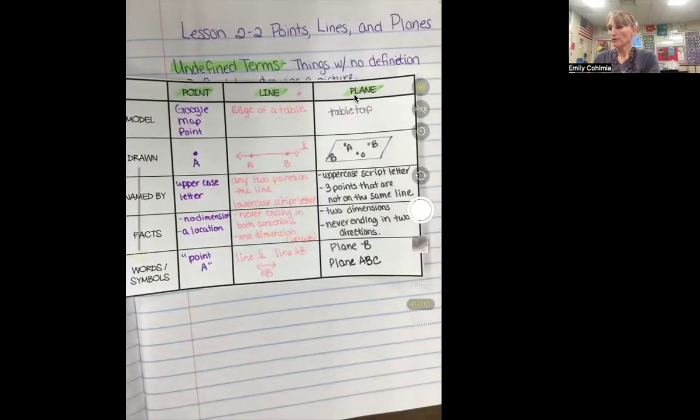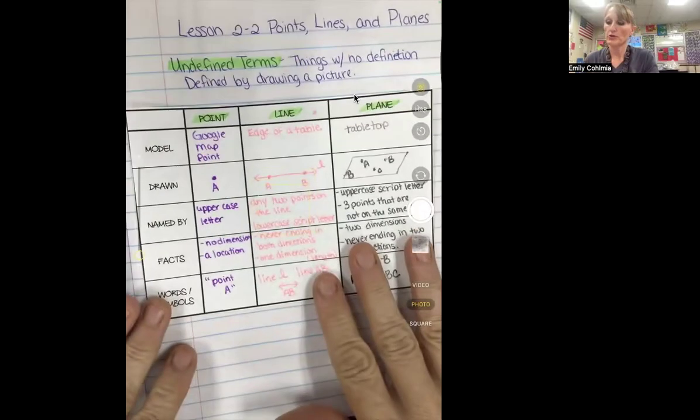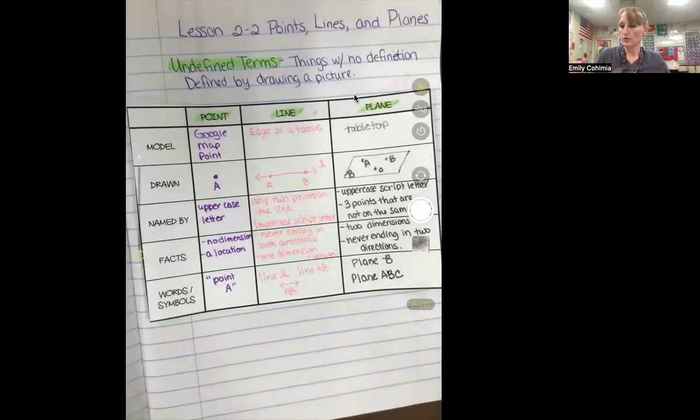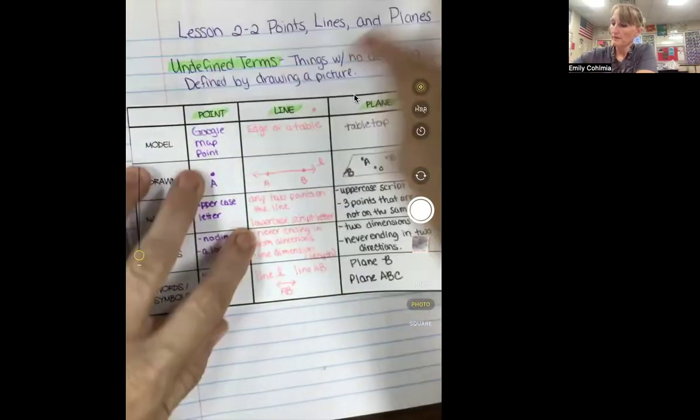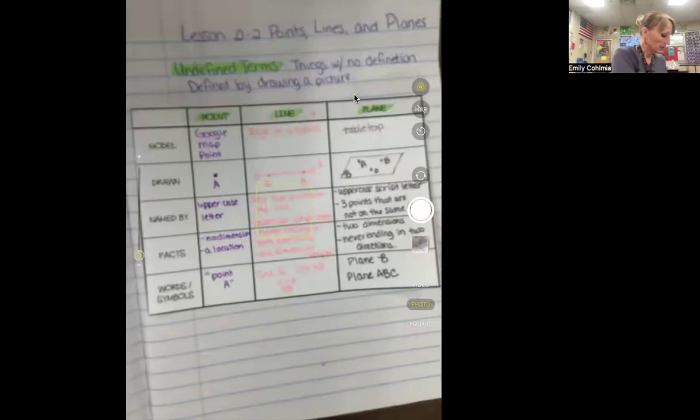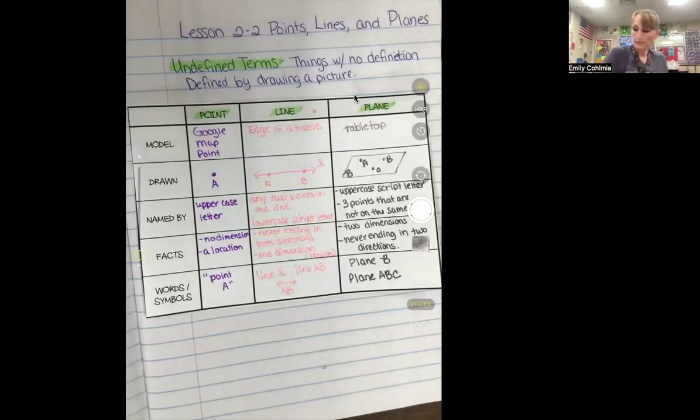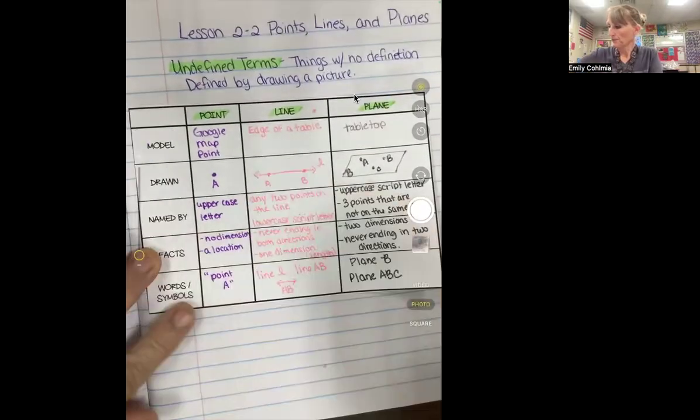Okay, so there are your first 4 geometry vocabulary terms. So go ahead and you can tape that in there now. Remember our tape rule, 1 inch or less is all you need.